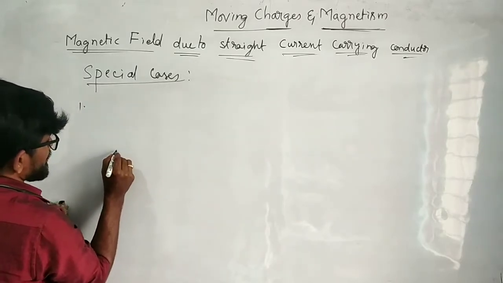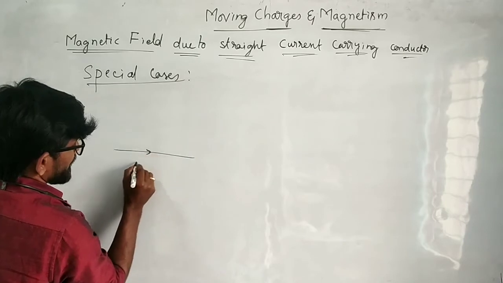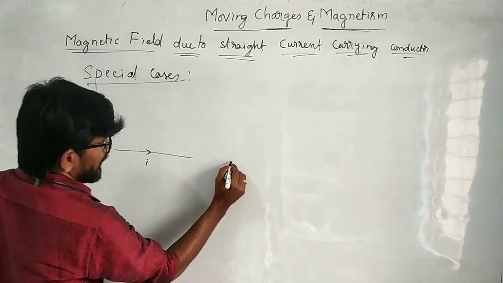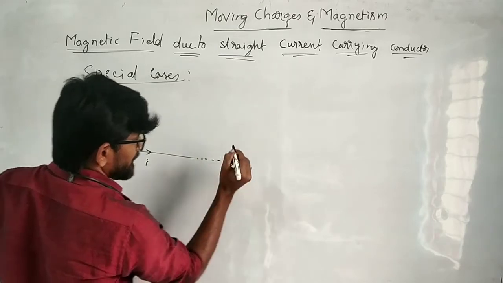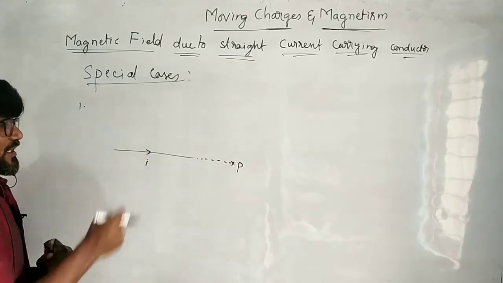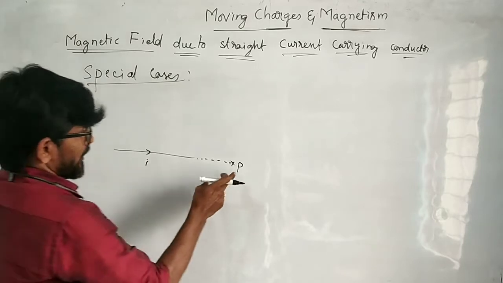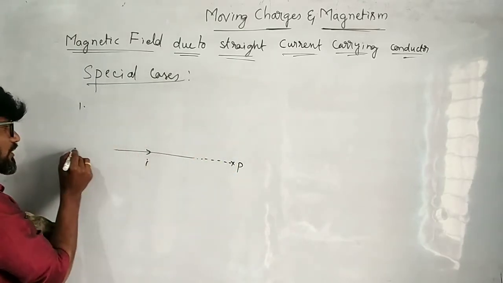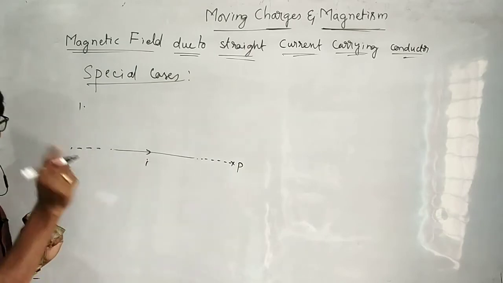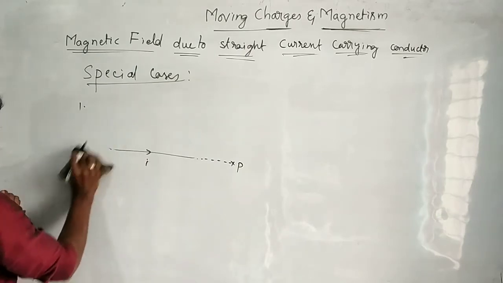So here, this is our current carrying conductor in which current I is flowing. The point is lying over here, along the length of the conductor. In such a case, what is the magnetic field? If the point is lying along the length, maybe to the right or to the left also. You can take this as one case.